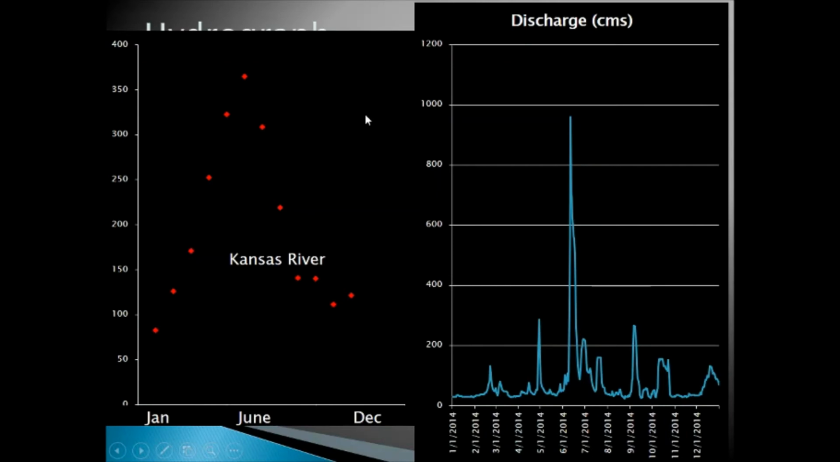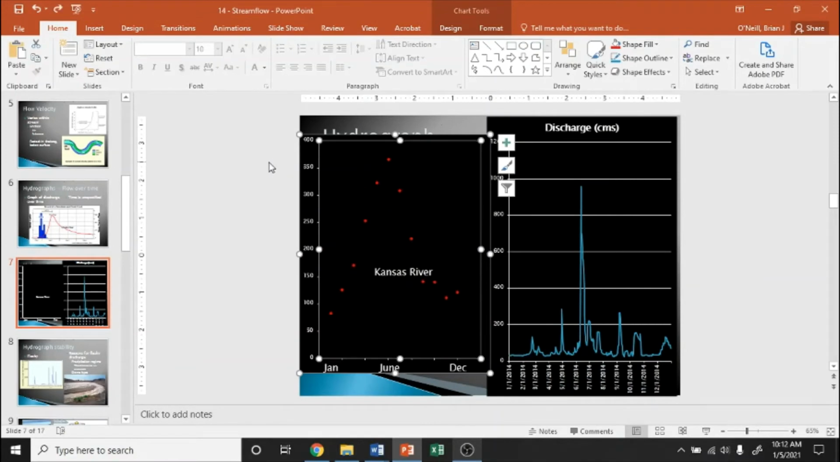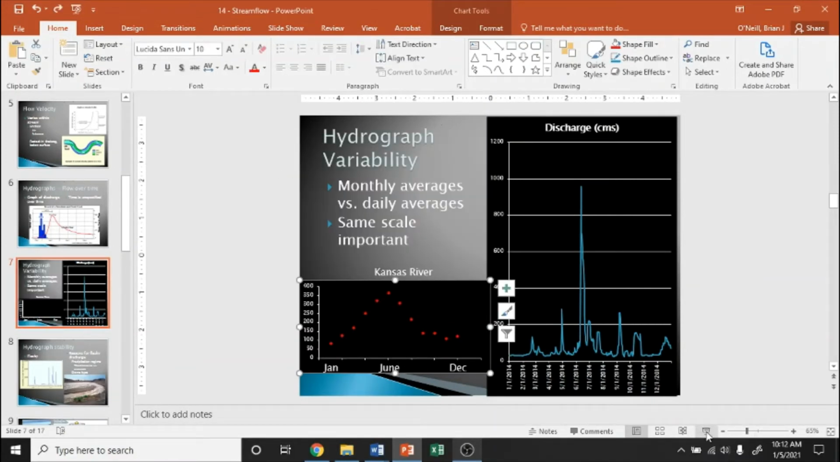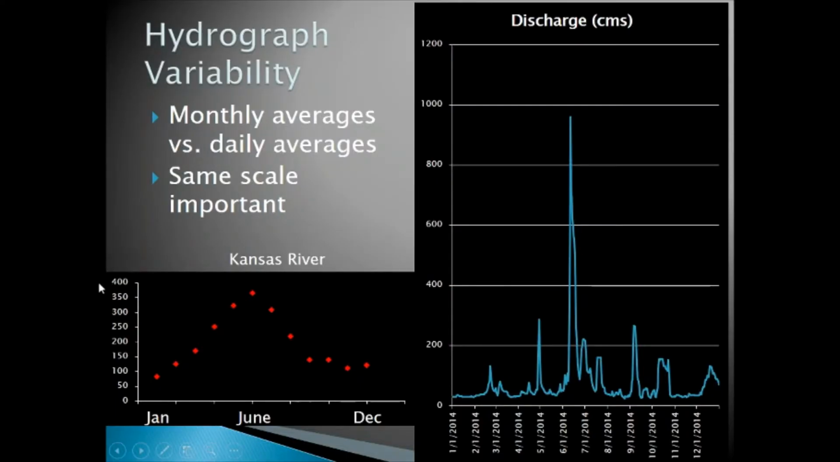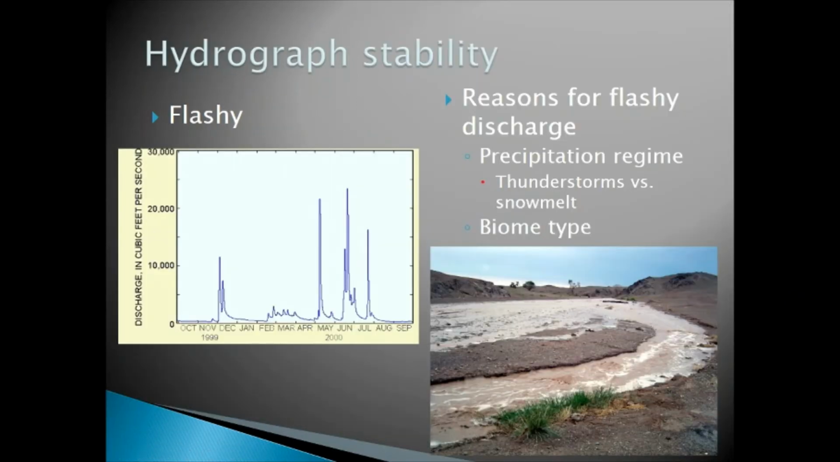You need to be really careful that the y-axes are the same. So that's why I scrunched this graph down to make 400 cubic meters per second equivalent with this one over here. So just be aware of that when you're looking at different hydrographs.